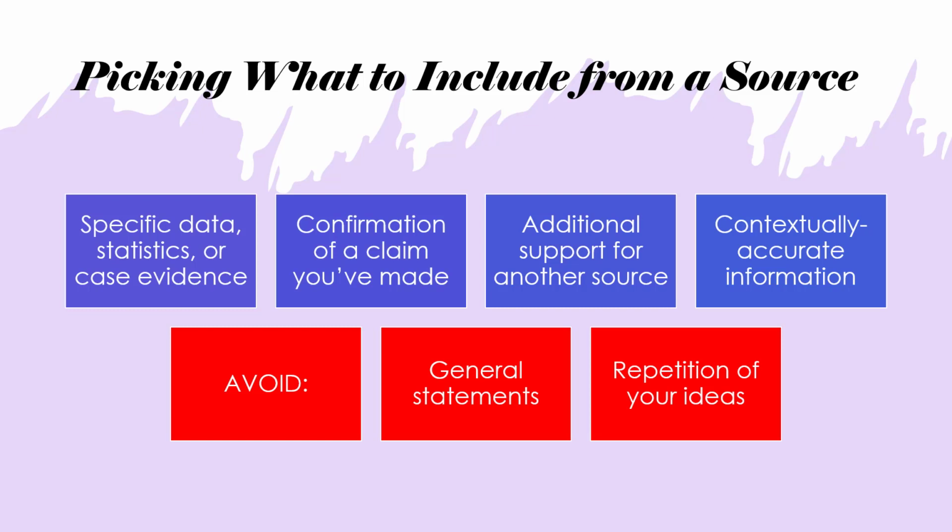Source information could also support another source. So if you have one source that maybe gives you sort of a general overview of a problem or a topic, but you have another source that goes more in depth into the details of that, sometimes one source can support another. Another way that this can happen is if you have two credible sources saying the same thing.